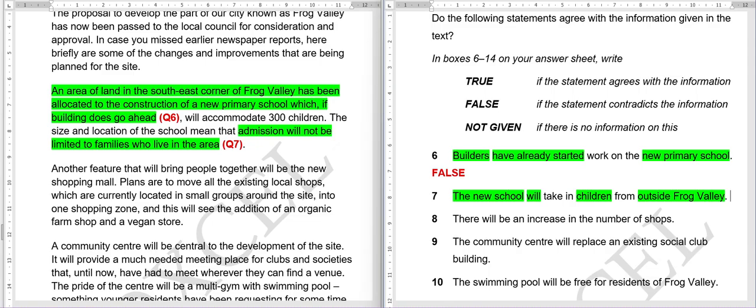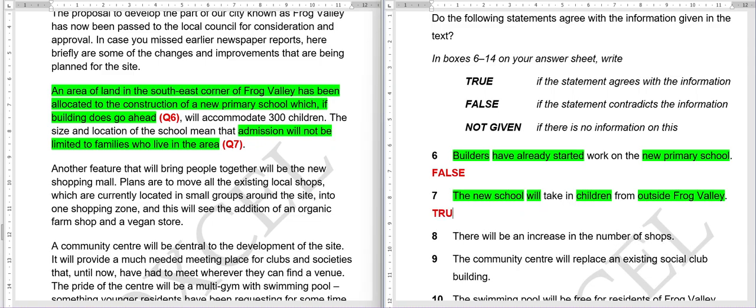Okay, time's up, and the answer is true. I hope you arrived at the correct answer. It was quite straightforward. So admissions will not be limited to the families who live in the area. It just means from outside the Frog Valley you can take admission.